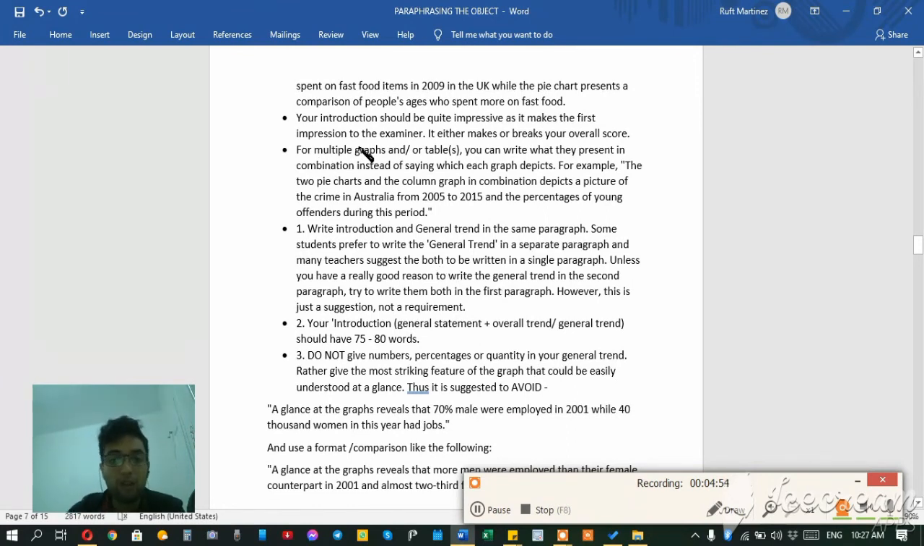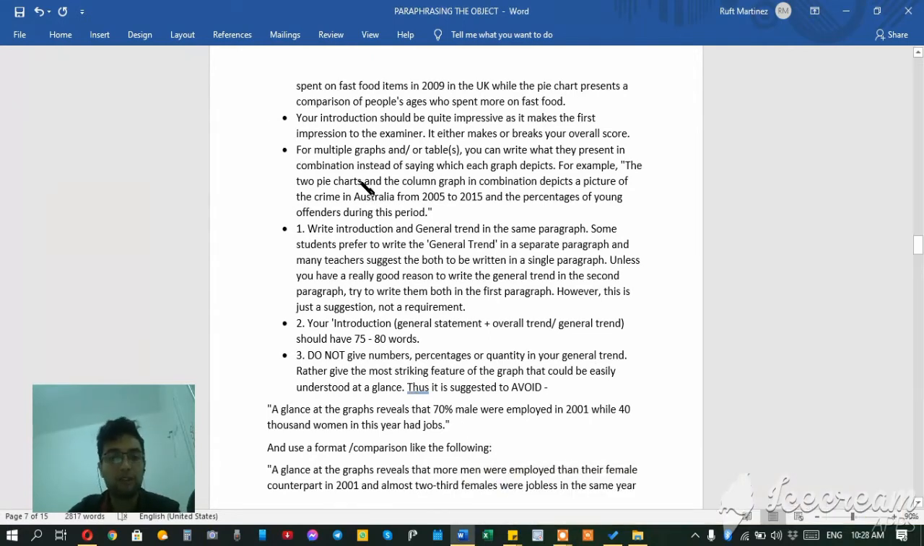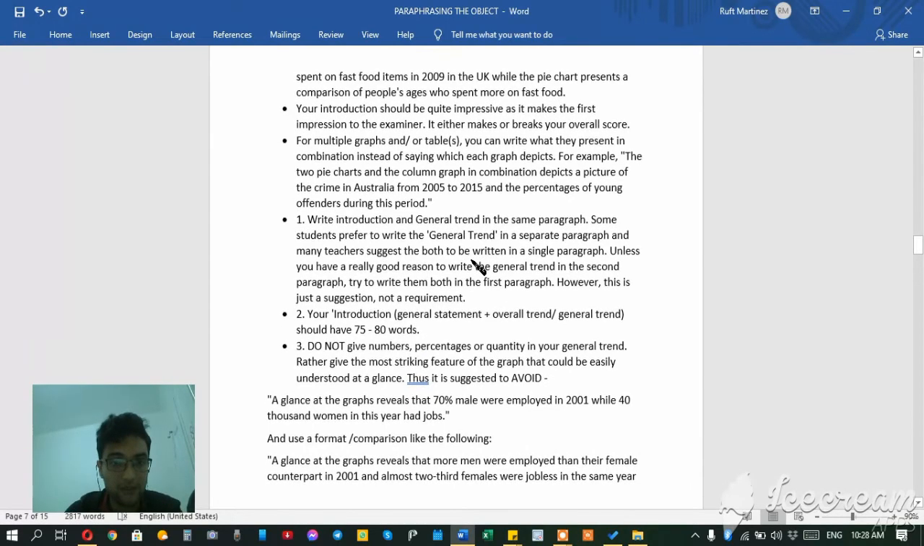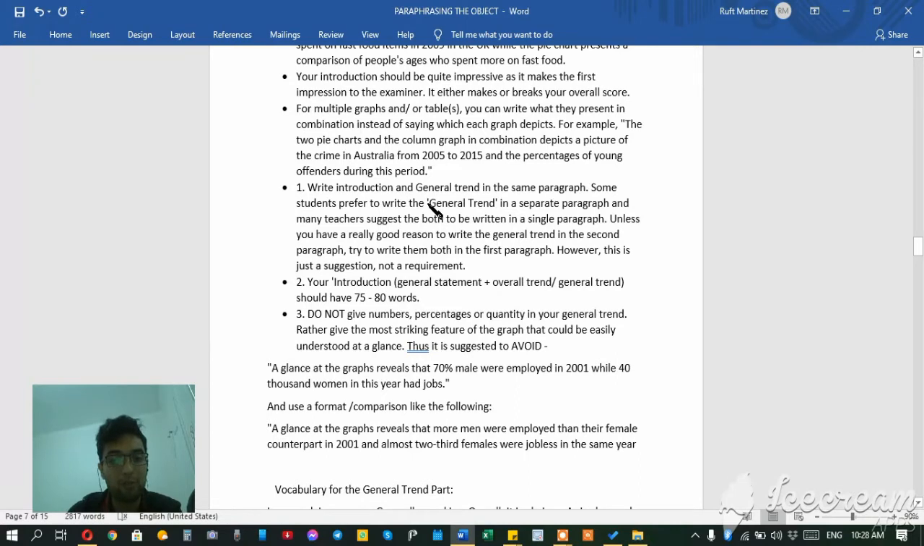Okay, so for multiple graphs, let me just tell you this. For multiple graphs and or tables, you can write what they present in combination instead of saying what each graph depicts. What I mean is that the two pie charts and the column graph in combination depict the picture of crime in Australia from 2005. I'll tell you this in detail again in line graph for the next classes of Task 1. But just read this and keep it in mind, right?